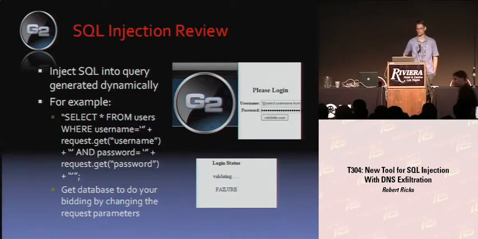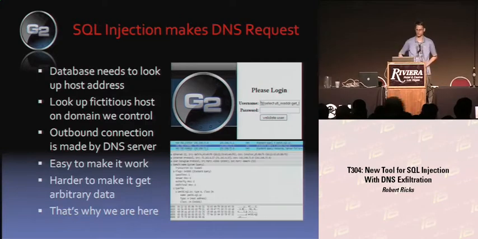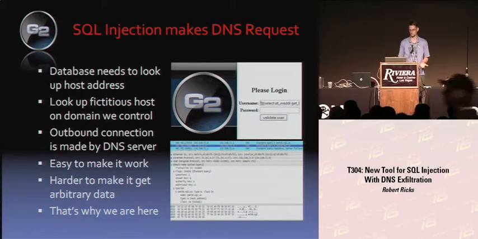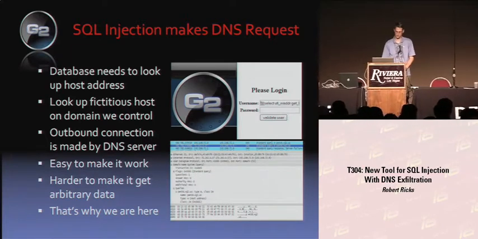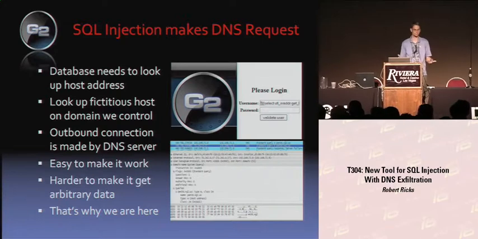For example, you can make the database server make DNS requests. So you just, in your SQL injection, make it so the database, in order to get its answer, needs to look up an internet host address. So you can look up a fictional host that we own. There can be really arbitrary data in there. So there's an outbound connection, but it's made by the DNS server, so it's probably not trapped by a firewall. Probably the IDS isn't going to catch it. And it's really not all that hard. So I'm going to show you a tool that we did to make it work.